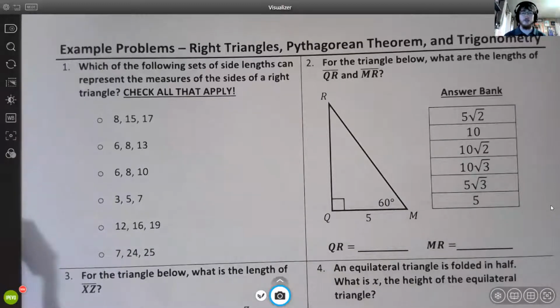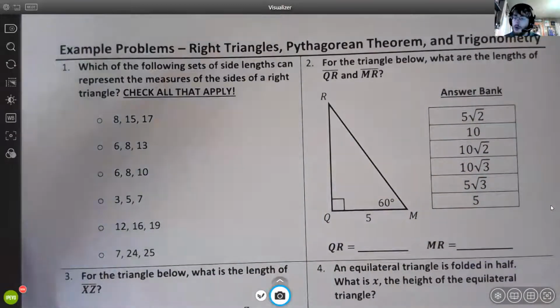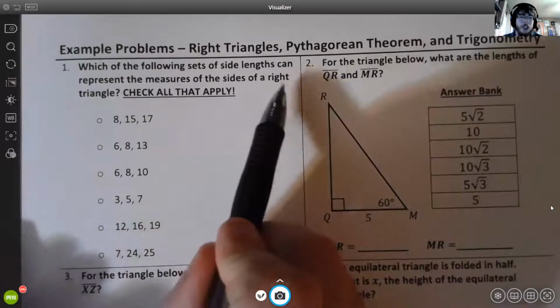These example problems have also been uploaded to Google Classroom so that you could try them before you watch this video and then check yourself on those. So let's look at number one. It says, which of the following sets of side lengths can represent the measures of the sides of a right triangle? Check all that apply. So this one is your standard check all that apply. And it wants to know what represents a right triangle.